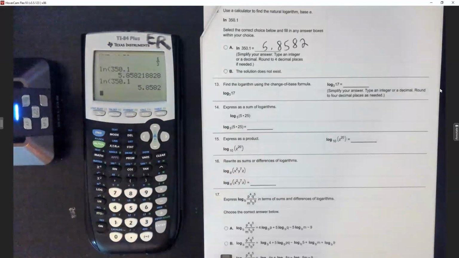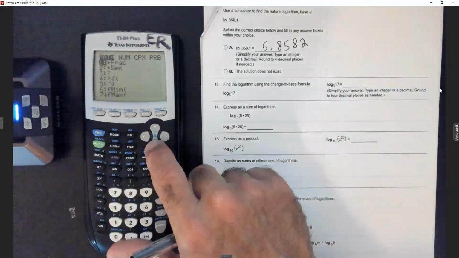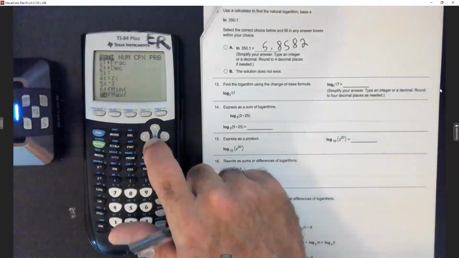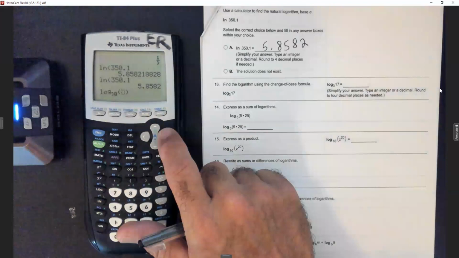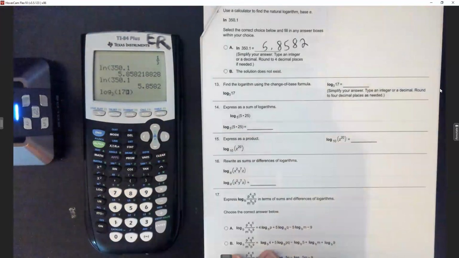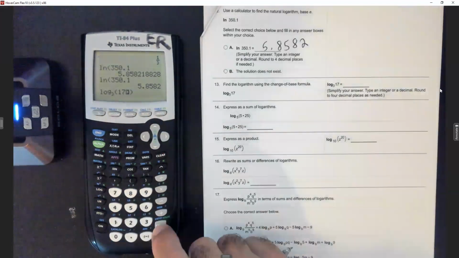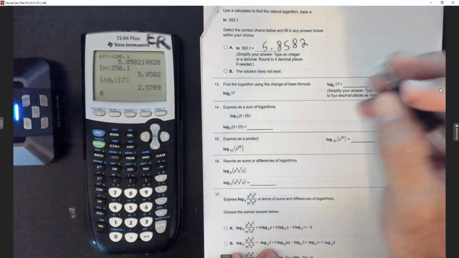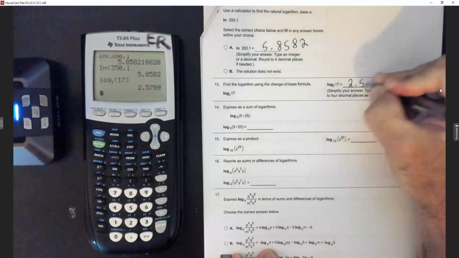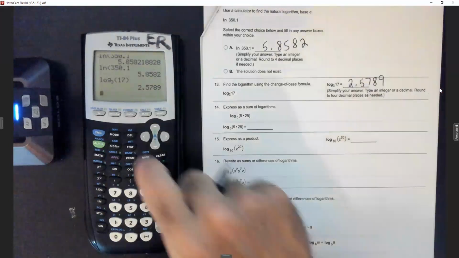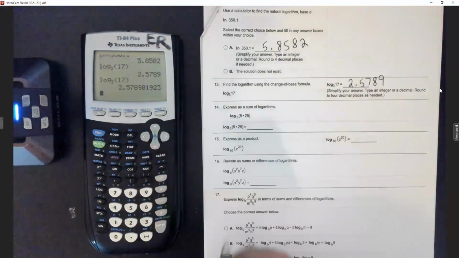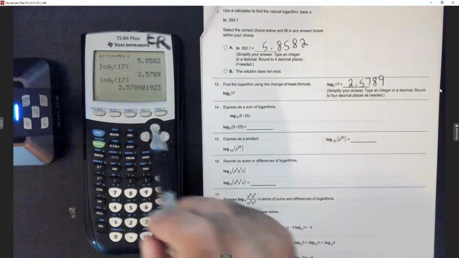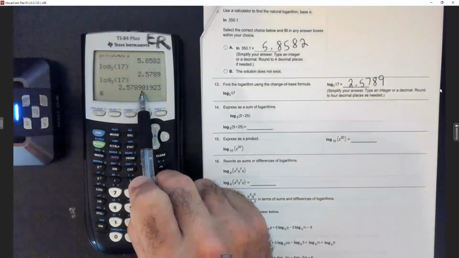All right, this one says find a log using change of base. Well, what we want to do is hit math, go down to log base, and hit enter. We put a 3, and then we arrow over and put in the 17. Now, round to 4 decimal places, which is already set on my calculator, so I can hit enter, and I get 2.5789. Okay, so let me put mine back on float and see. If you didn't set your calculator, you'd have to say, okay, after the 9 was a 0, so that stays a 9, and I move on.